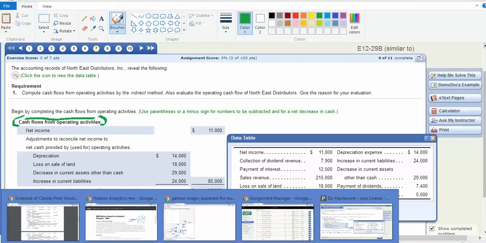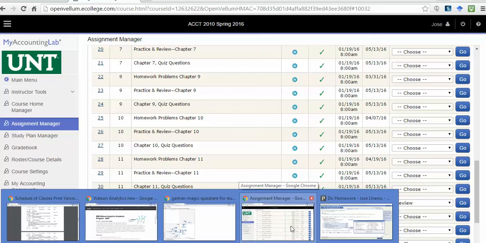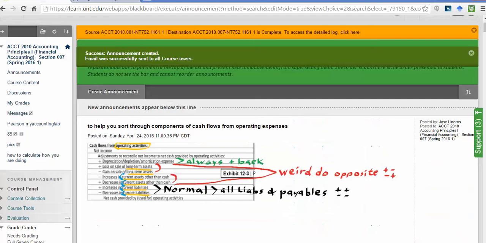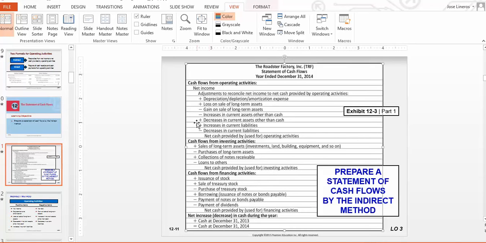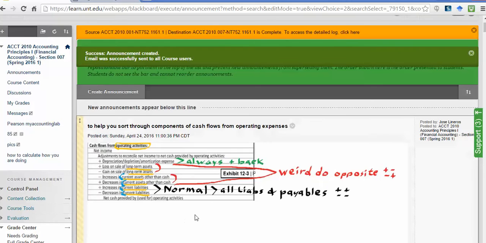You will also note that I put this here for you. So you have an announcement that shows what to do with these different components. This is the top of this up here. Okay? So use this. Don't just ignore it. Notice that I have here for you the operating activities portion of a cash flow statement. Depreciation is very easy. You always add it back.